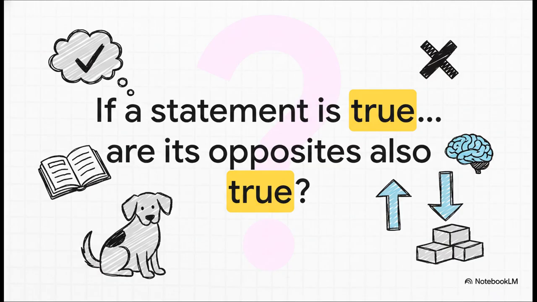So here's the big question we're tackling. If a statement is true, does that automatically mean its opposite or a flipped version of it is also true? You know, like if we say, if you're a great chef, you use fresh ingredients. Does that mean if you use fresh ingredients, you're a great chef? It sounds plausible, but is it really? That's the kind of logical knot we're going to learn how to untangle.